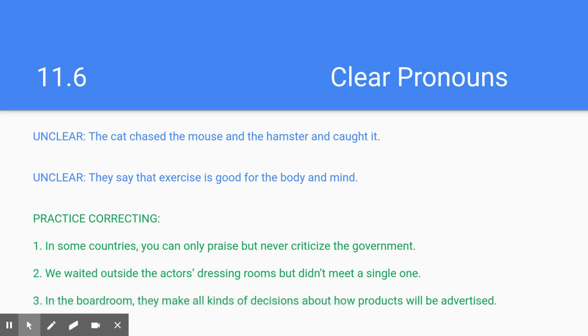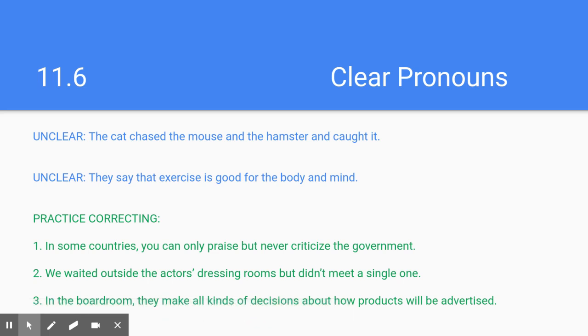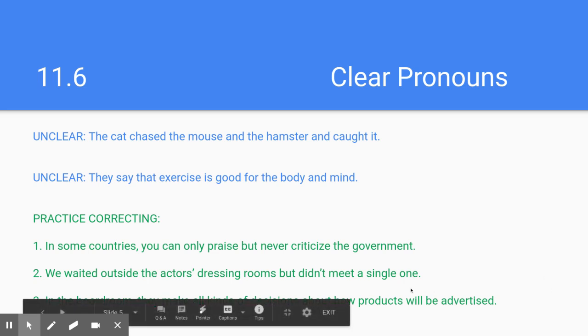Number two, we waited outside the actors' dressing rooms but didn't meet a single one. The one is vague. Again, a lot of times whoever's listening to you can figure it out just based on context clues, but you don't want them to have to do extra work. So really, instead of saying one, say we didn't meet a single actor, right?